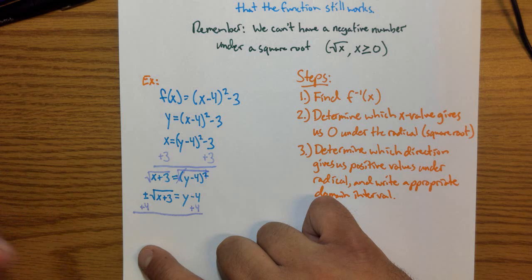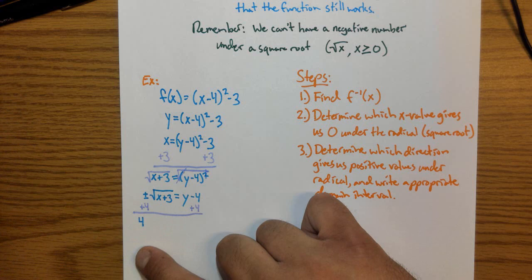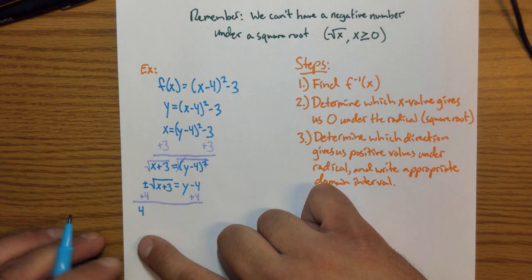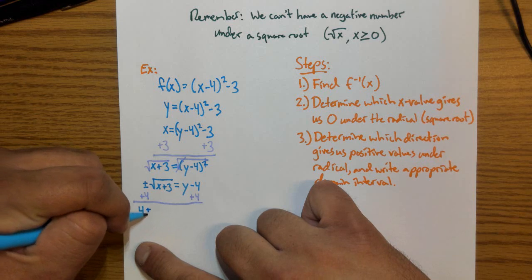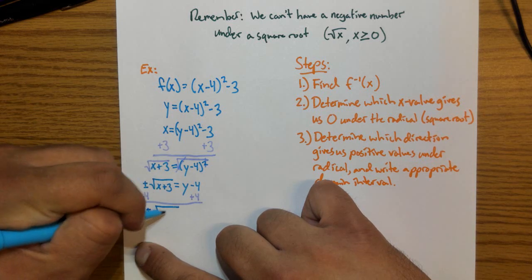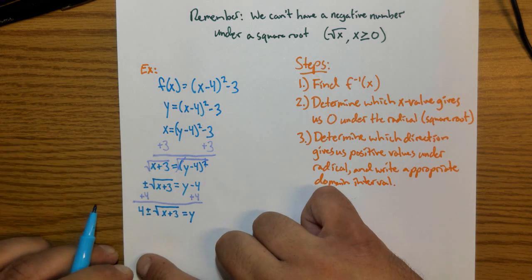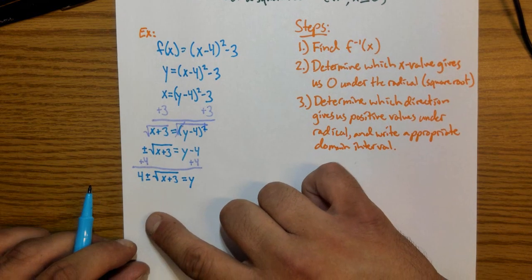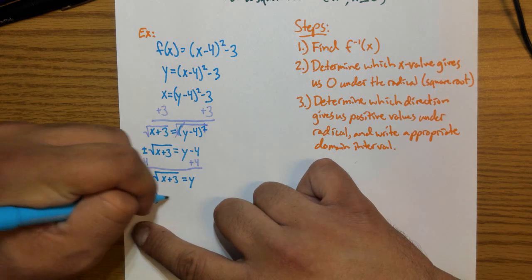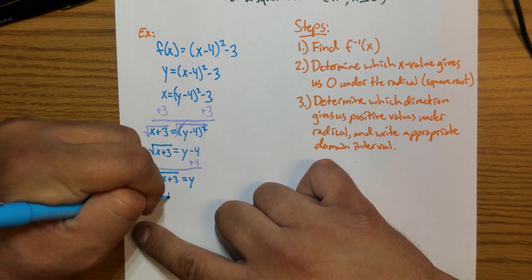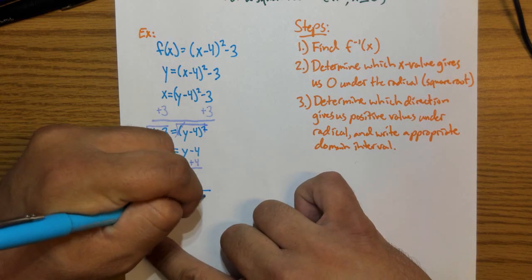So, and I'm going to throw the 4 up front. Remember, it doesn't matter if you put it in front or behind, or in front or after the square root of x plus 3. I'm going to have 4 plus or minus the square root of x plus 3 equals y. And then just for show, I will put the f inverse in there. So f inverse equals 4 plus or minus the square root of x plus 3.